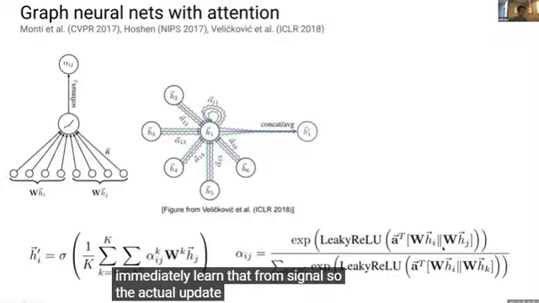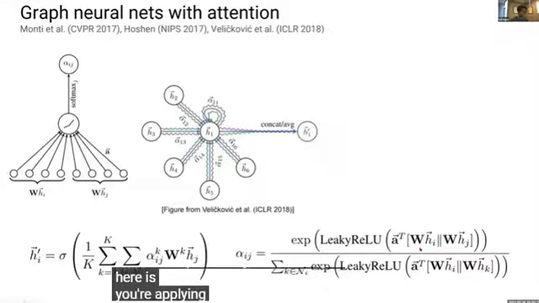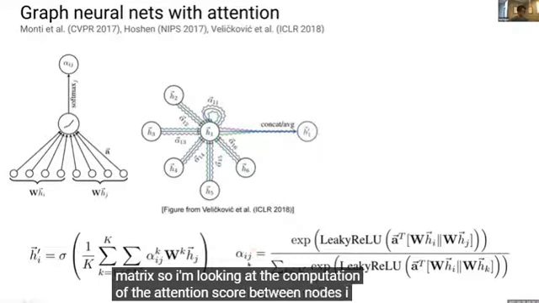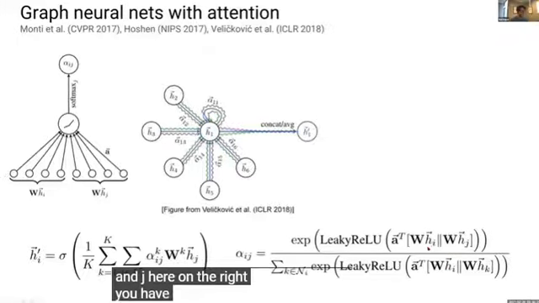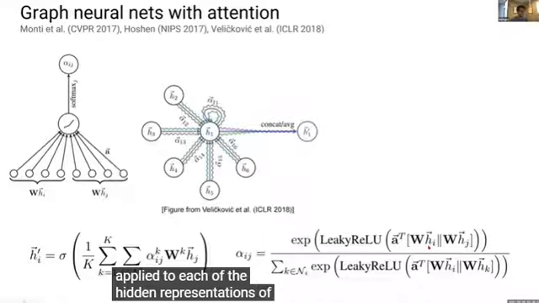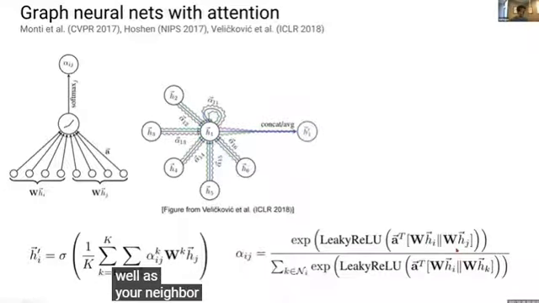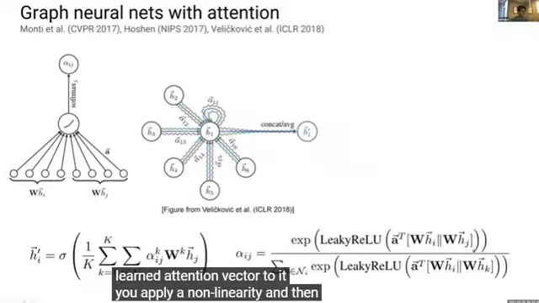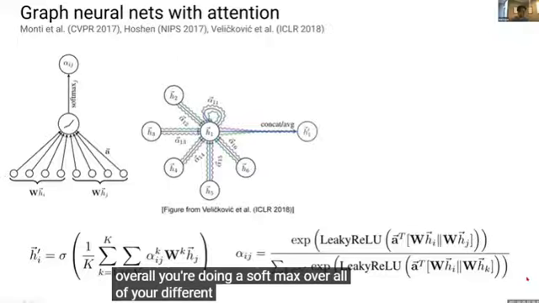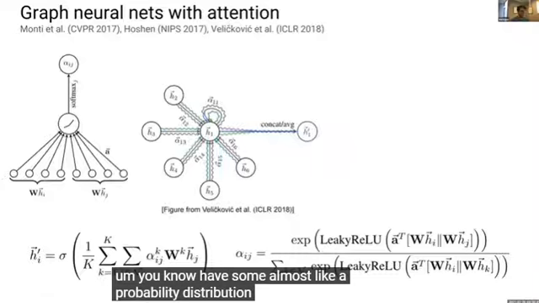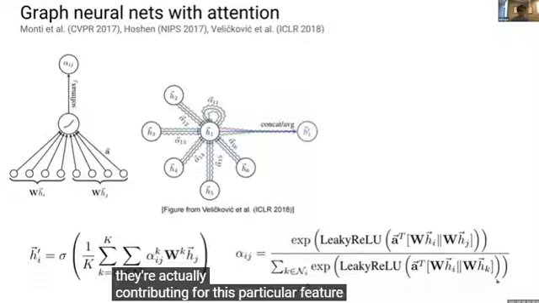So the actual update you're looking at here is you're applying some learned weight matrix. I'm looking at the computation of the attention score between nodes i and j here on the right. You have some linear function that's applied to each of the hidden representations of yourself as well as your neighbor. Then you apply some learned attention vector to it. You apply a nonlinearity, and then overall you're doing a softmax over all of your different neighbors. So basically you're trying to have almost like a probability distribution over all of your neighbors, the extent to which they're actually contributing for this particular feature.